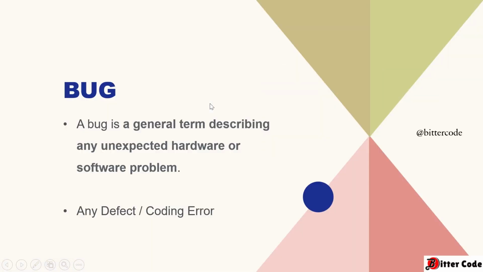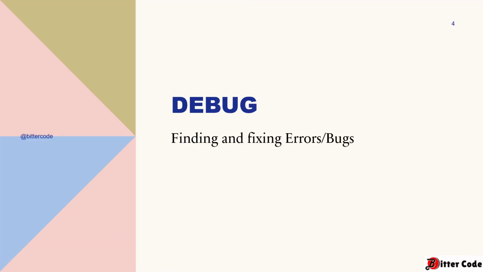Okay, so let's come back to the topic. First, we will discuss what a bug is. A bug is a general term which describes any unexpected hardware or software problem. But since we are going towards software coding skills, we will look at software problems for now. Any defect or coding error, in simple words, we can explain as a bug. Now, what is debugging? Debugging is nothing but fixing a bug. If there is a defect and you try to fix or detect that defect, that is termed debugging.